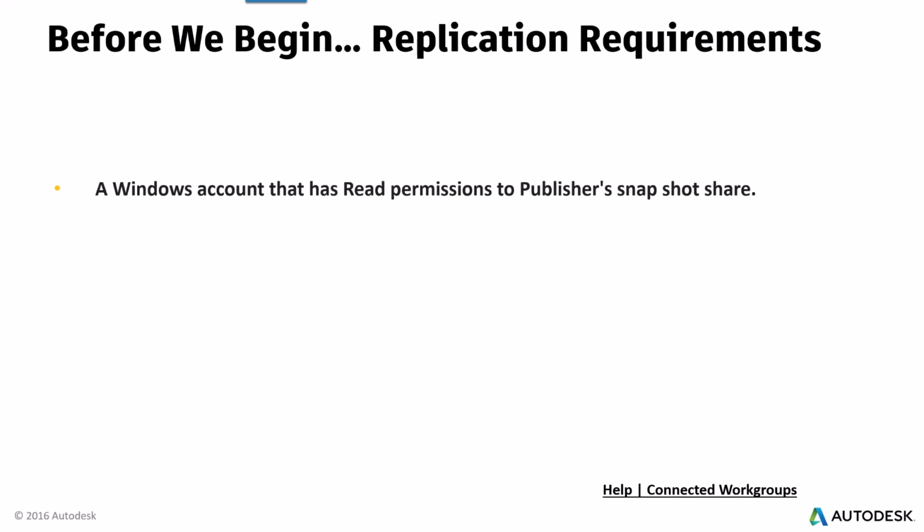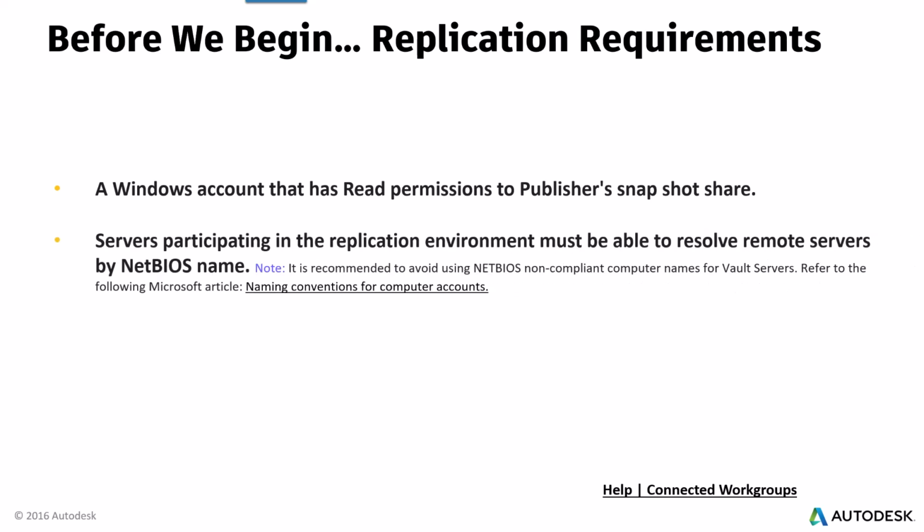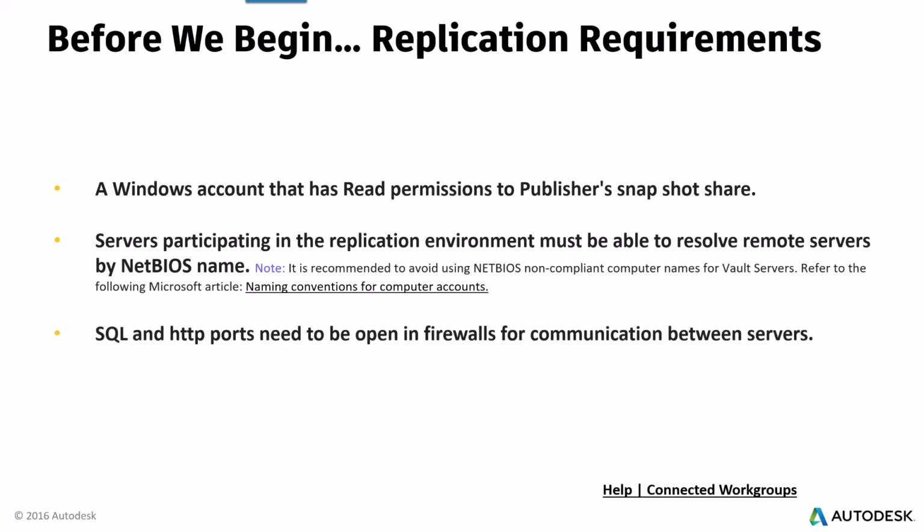We need a Windows account that has read permissions to the publisher's snapshot share. Servers participating in the replication environment must be able to resolve remote servers by NetBIOS name. A NetBIOS name requires 15 characters or less. They can be alphabetic or numeric. They can't contain any special characters. There's a link in this slide for naming conventions for computer accounts if you need more information.